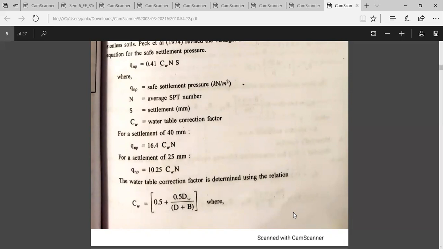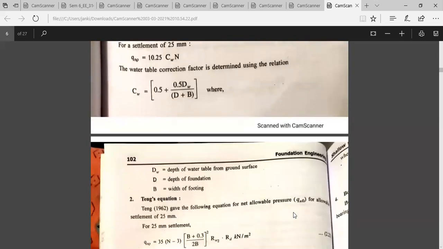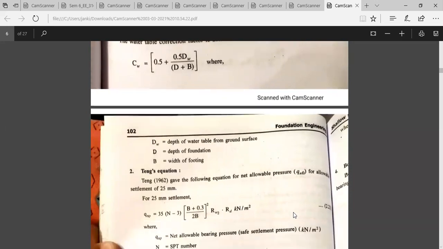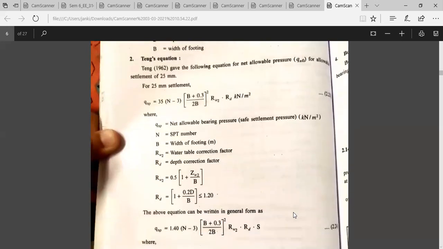And the water table correction factor is determined using this relation: Cw = 0.5 + 0.5 dw / (D + B), where dw is the depth of water table from the ground surface, D is the depth of foundation, and B is the width of foundation. Now next is the Teng's equation, right?